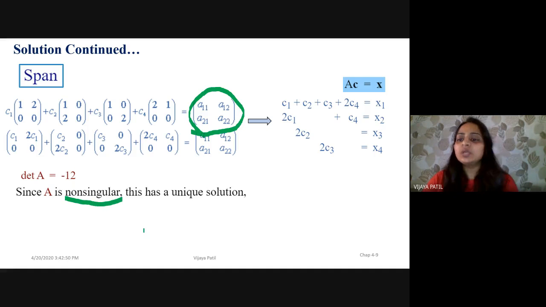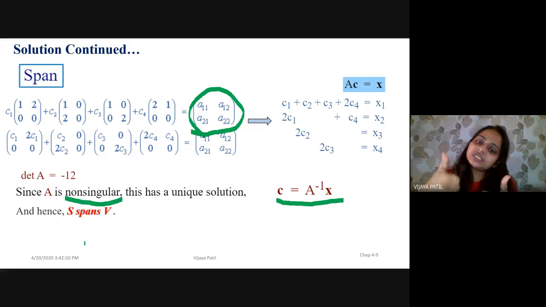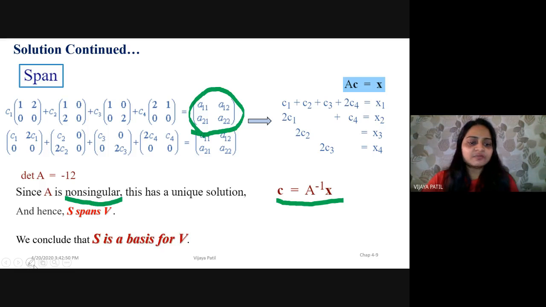Now A is non-singular. That means it has a unique solution. What will the solution be? The solution would be C equals A inverse of X, right? A inverse into X. A is non-singular, which means it has a unique solution. If it has a unique solution, this capital S will span the capital V. That is, a subset of capital V will span that V, and therefore it is spanning.